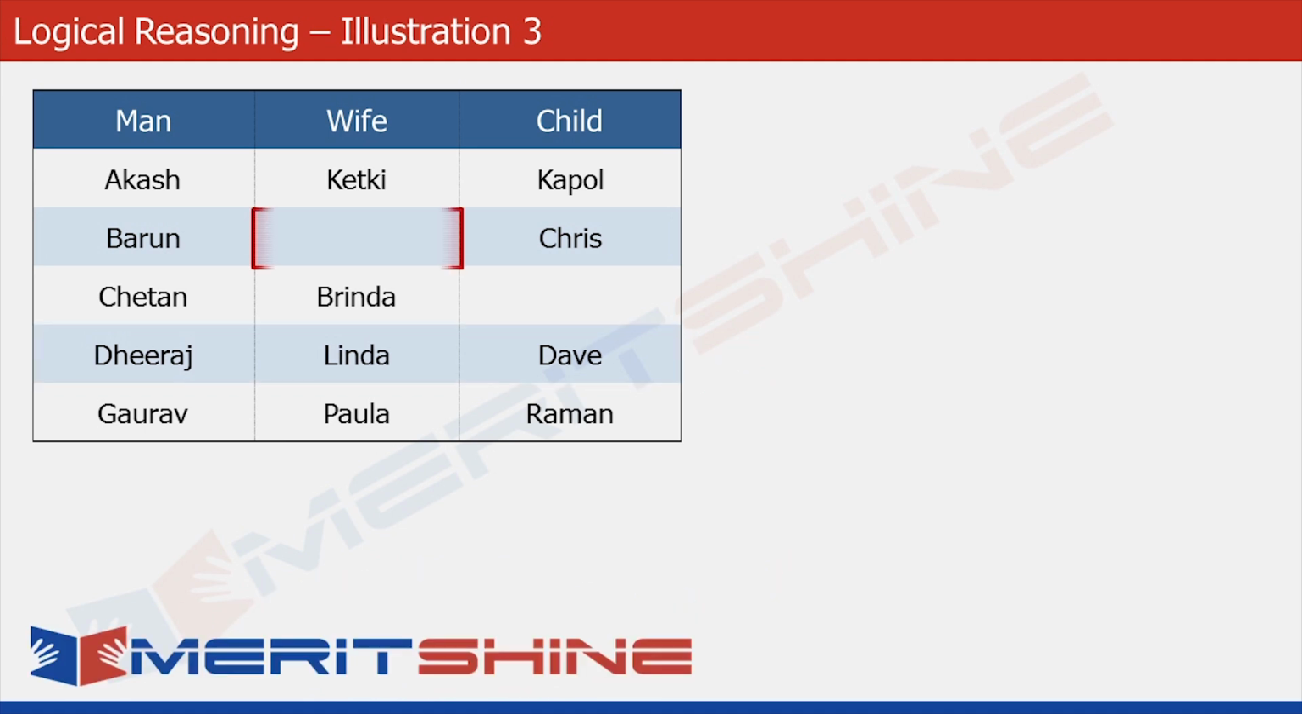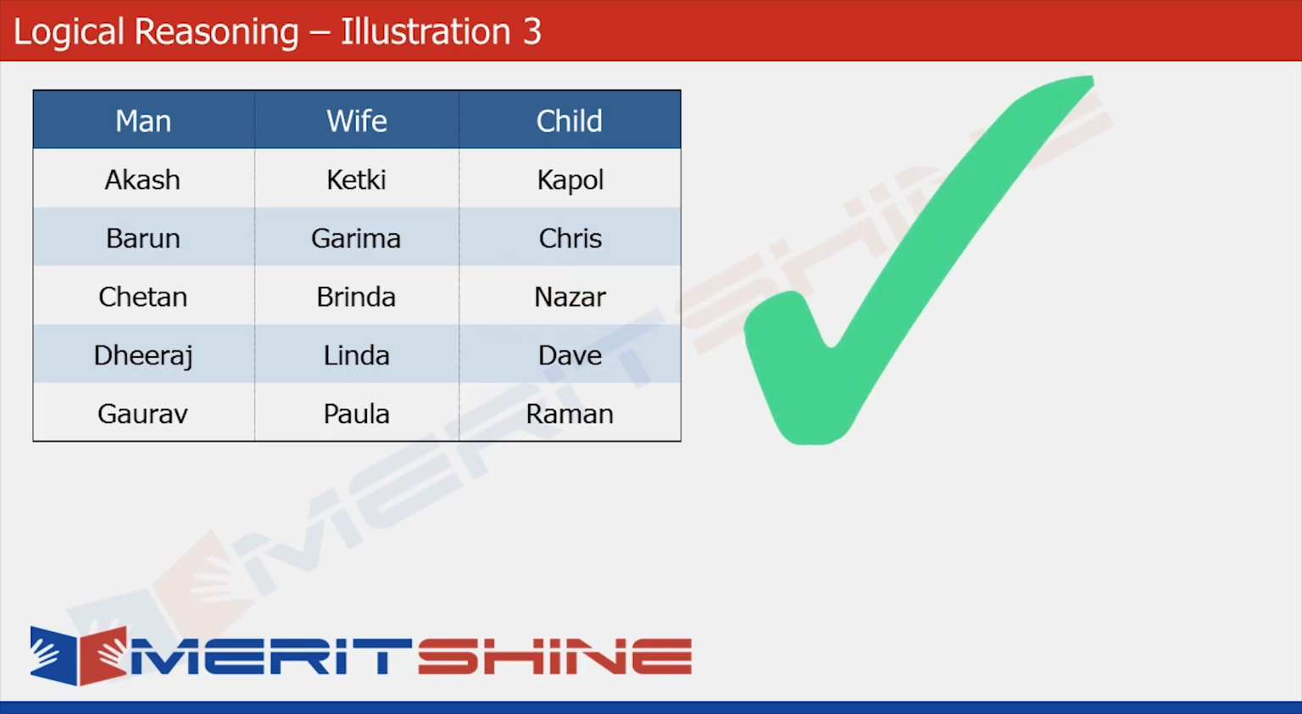Moving forward, we can see that the only cell left in the wife column, the highlighted one, has to be filled with Garima since she is the only lady whose name is yet to be filled in the table. Similarly, the only cell left in the child column, highlighted now, has to be filled with Nazar. There is no other choice left with us. This completes our solution to the problem.